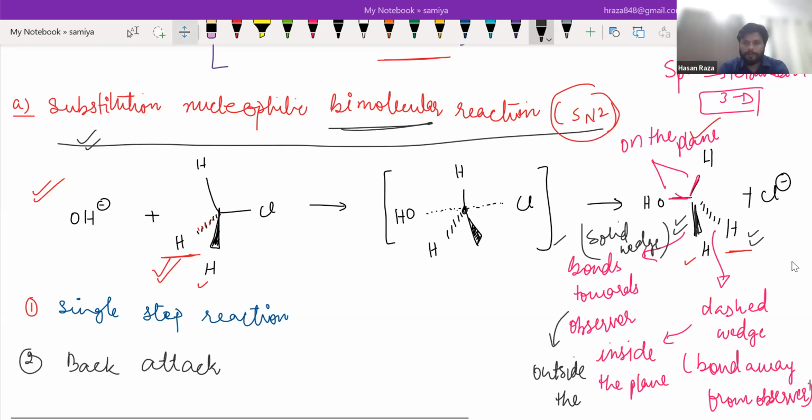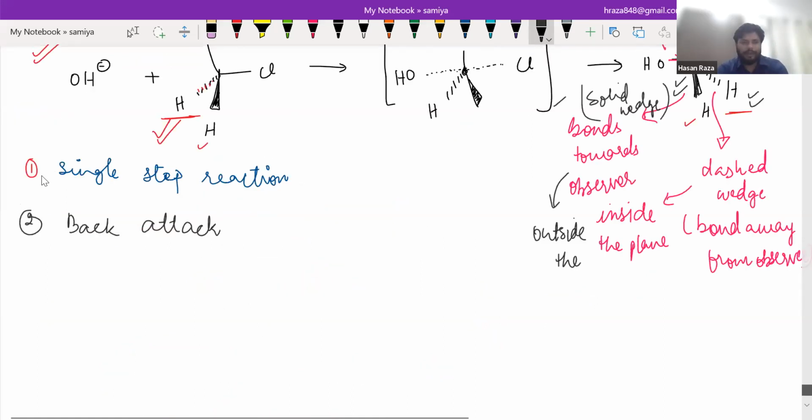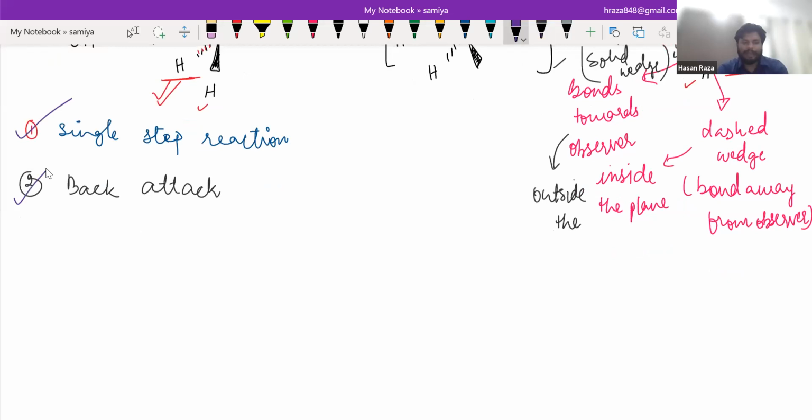Okay, thank you. Now see, I have written 2 points for this reaction. The first is single step reaction, it will carry out in a single step. And the second is back attack. This reaction proceeds by back attack, and why is it so? There is CH3Br and there is OH minus. If it is going to attack from the front side, what happens here?